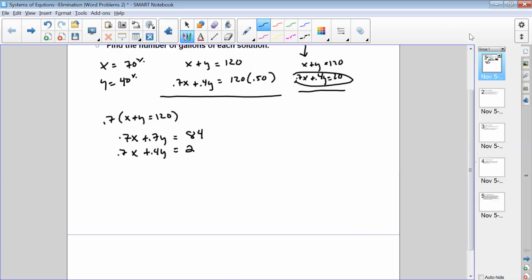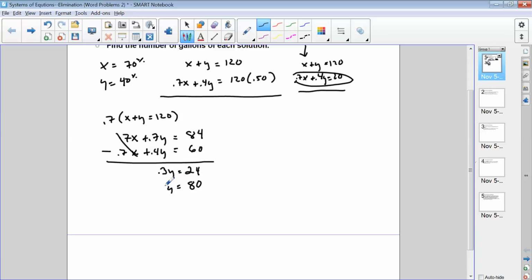Let me find my eraser. And that should be 60. Since the coefficients of X are the same, we can subtract. If we subtract, we lose the X's. 7/10 minus 4/10, we get 3/10 Y, and that will equal 24. When you divide by 3/10, you get Y to equal 80.